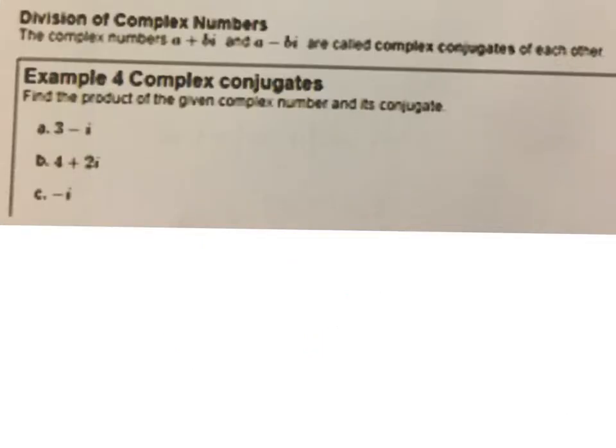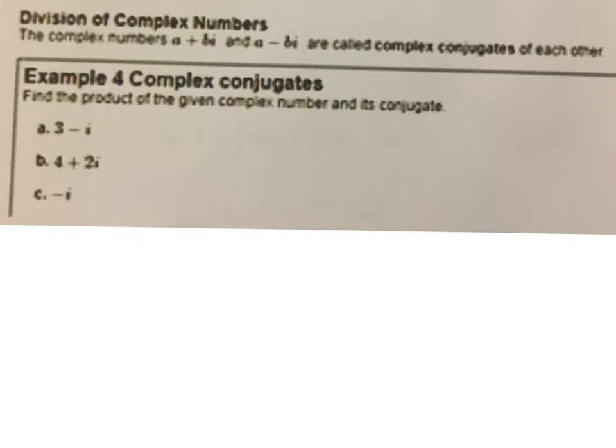Okay, so look at this one. Division of complex numbers. It says the complex numbers a plus bi and a minus bi are called complex conjugates of each other. A little foreshadowing, right? I told you that earlier. Example 4, complex conjugates. Find the product of the given complex number and its conjugate. So we're going to be multiplying all these by their conjugate. This is just building up to the division we're fixing to get to.